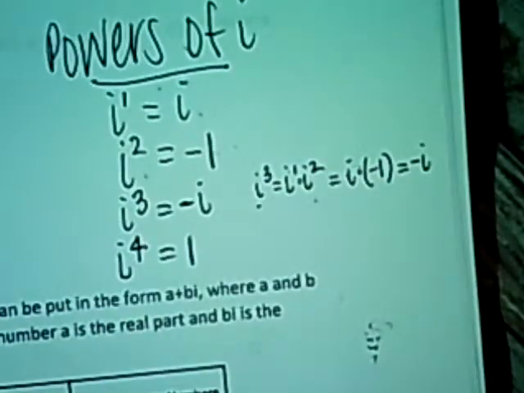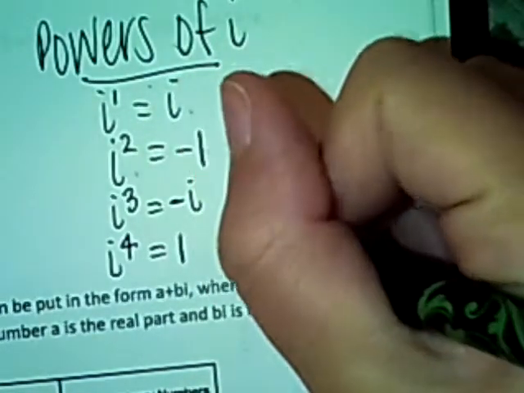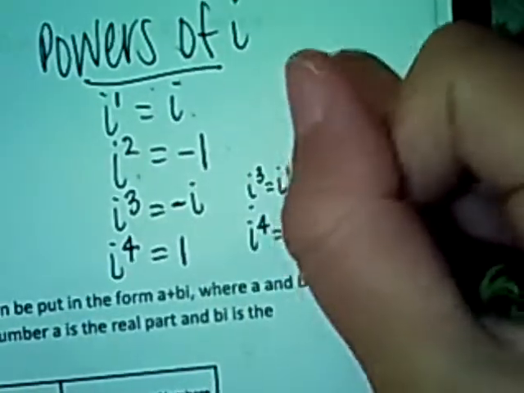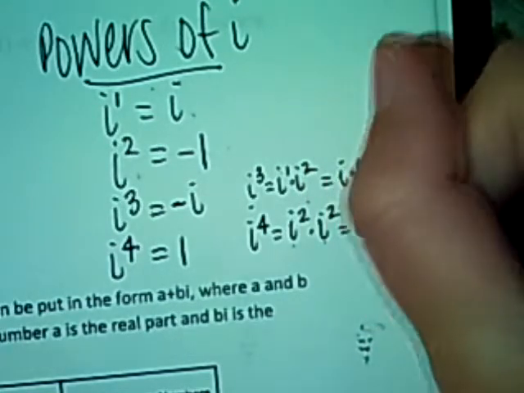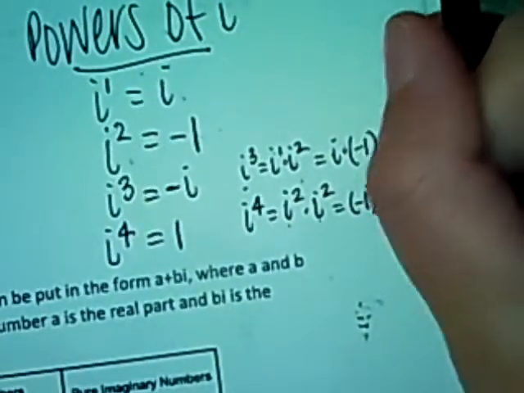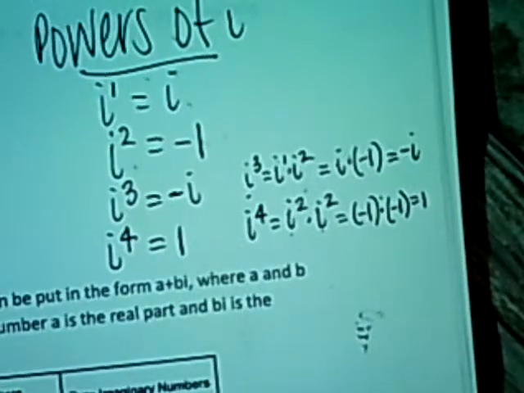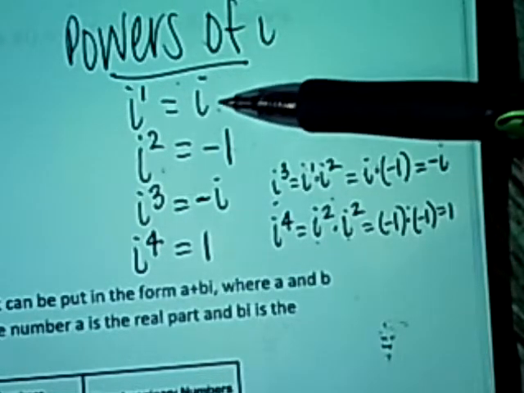i to the fourth is going to end up being 1, and here's why. If you have i to the fourth, you can rewrite that as i squared times i squared. Again, same base, add the exponents, which is the same thing as saying -1 times -1, which is 1. So after this, i to the fifth starts repeating. i to the fifth would end up being i, because it would be i to the fourth times i to the first, which is 1 times i.